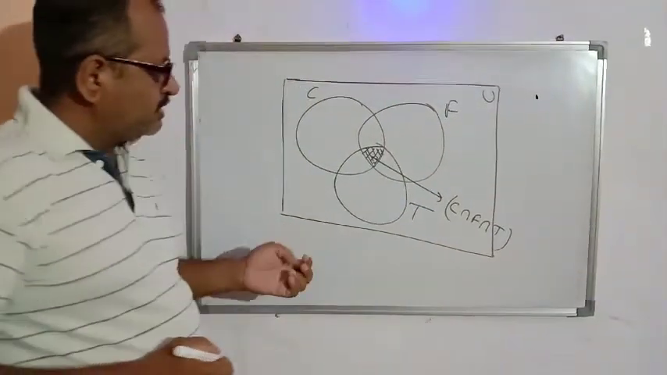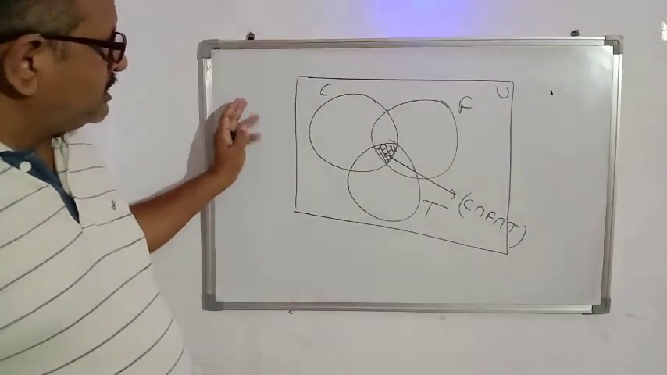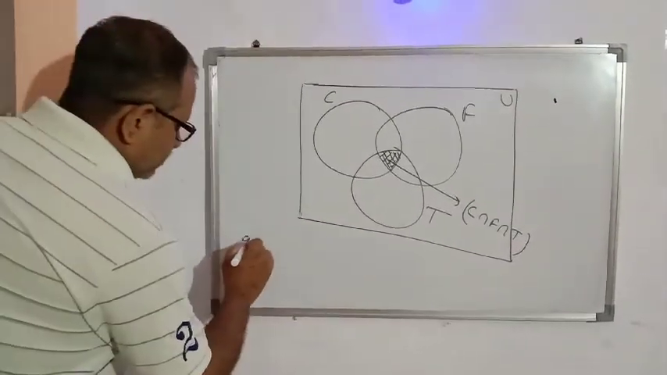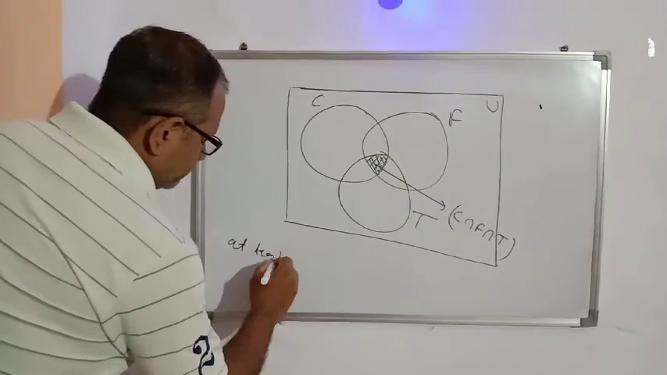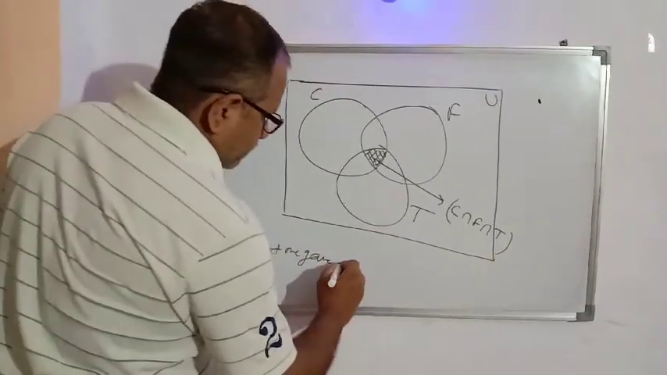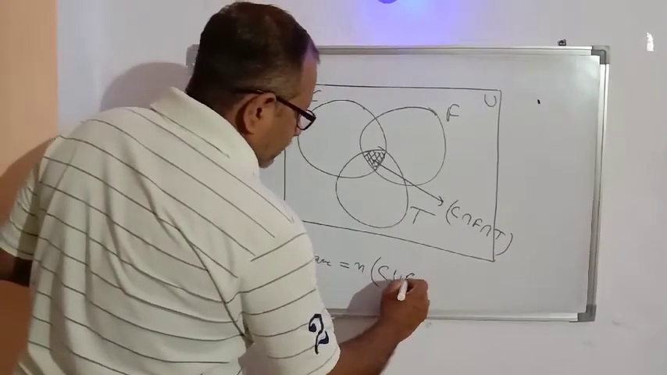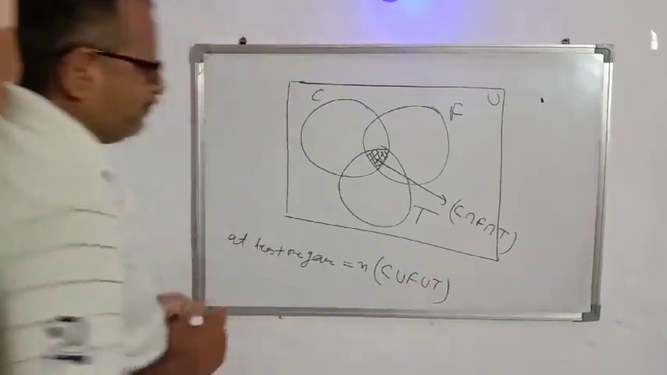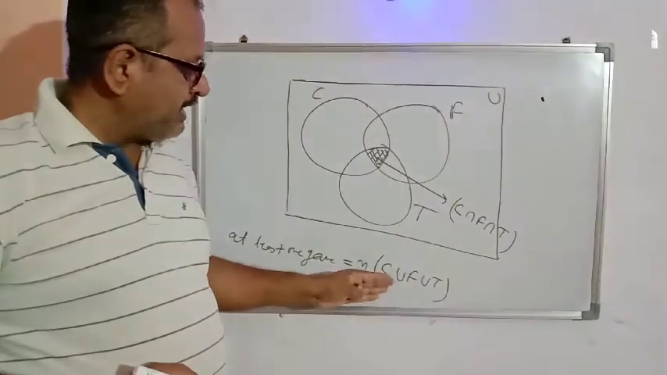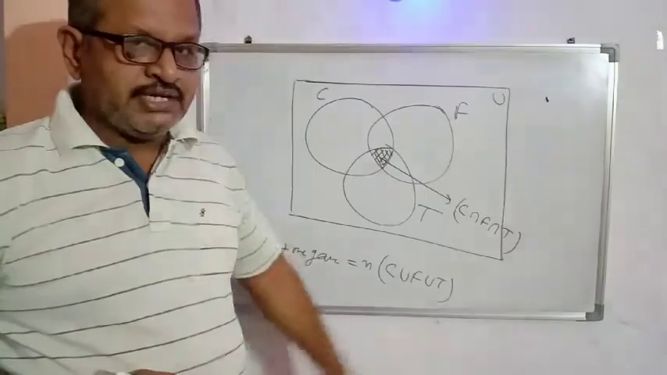If it is asked how many students play at least one game or either of the games, we will find the cardinal number of C union F union T. For at least one game or for either of the games, we will take the union of all the three sets. For all the games, we will take the intersection.